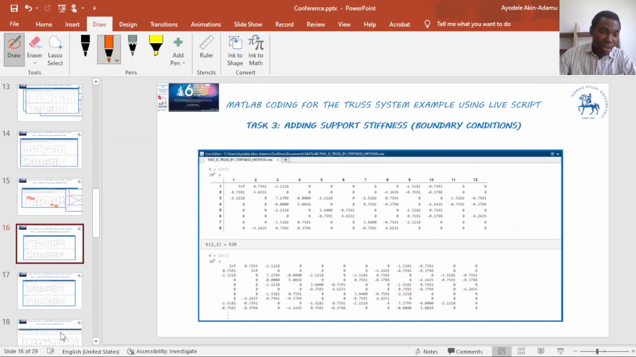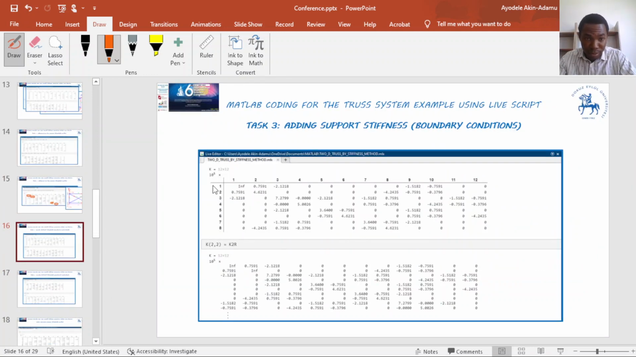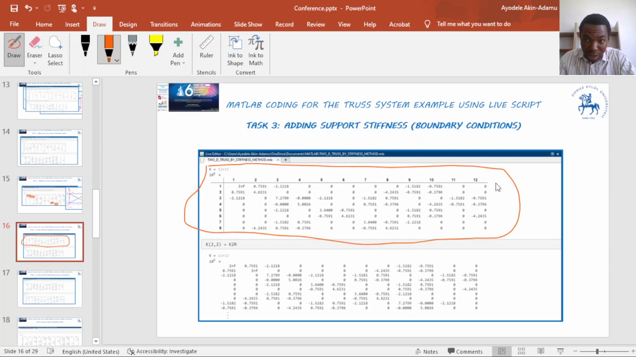So that's what I did in my next slide. I didn't actually show it. For this, I wrote a code. The code is not shown, but let me write it here. K, open bracket, 1,1 is equal to infinity. You can write it in infinity. You can write it in this manner.